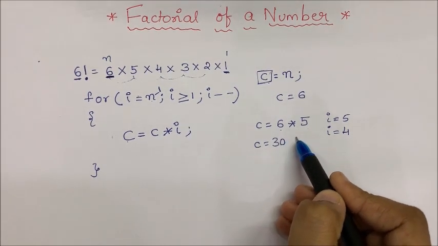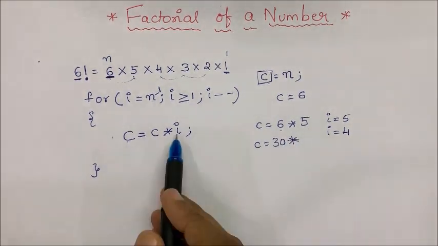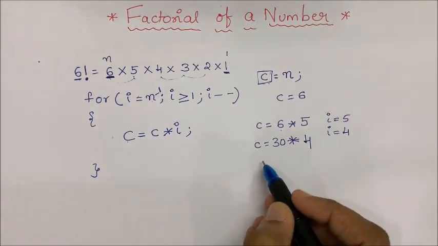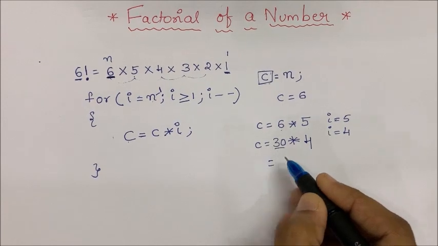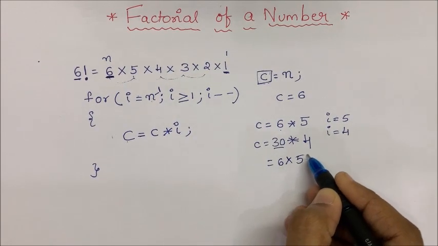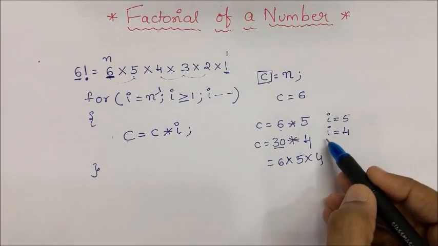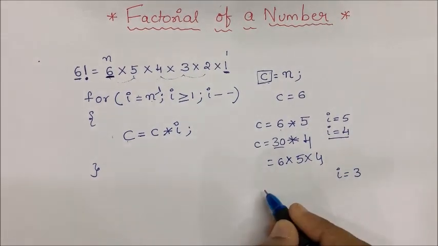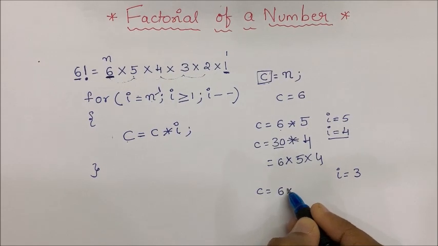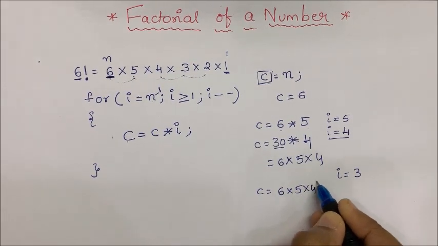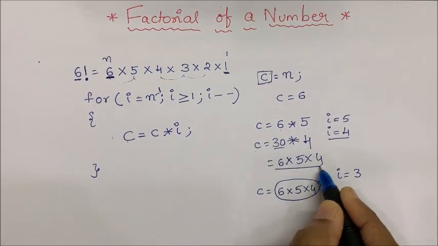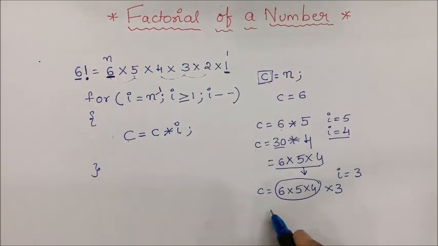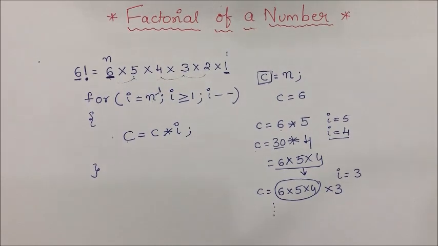Now this 30 is multiplied with I minus 1. What is the value of I here? 4. In the same way, 6 into 5 into 4. This is for the second iteration, I is equal to 4. And for the third iteration, I is equal to 3. The C value stores 6 into 5 into 4, which is the previous C value, and into the I value, which is 3. In the same way, the loop repeats.